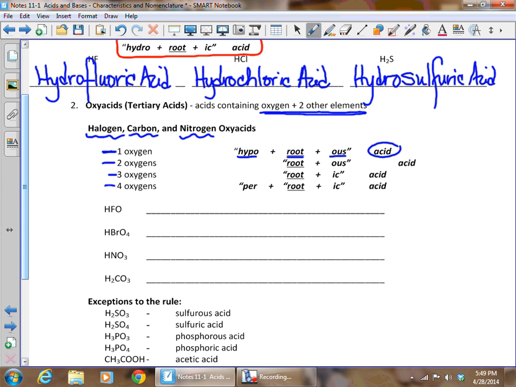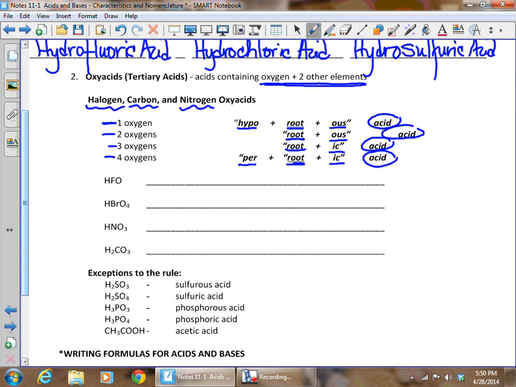If it's got two oxygens in it, we have no prefix, we just have the root and end it with ous and tack acid on the end. Three oxygens, no prefix, just the root and ic on the end with acid tacked on. And finally, if it has four oxygens, we go back to a prefix per, we put the root, ic, and acid. This is a set of rules that you're going to have to memorize, so you might as well, as you're writing these, try to internalize this information so that when you take the test over this, you'll be able to remember the rules for the number of oxygens.